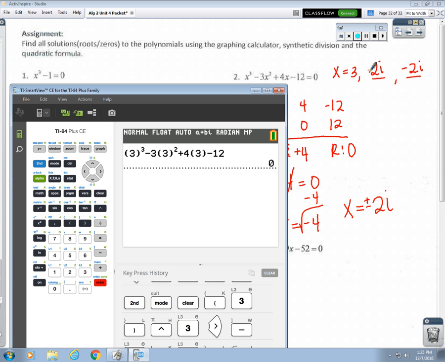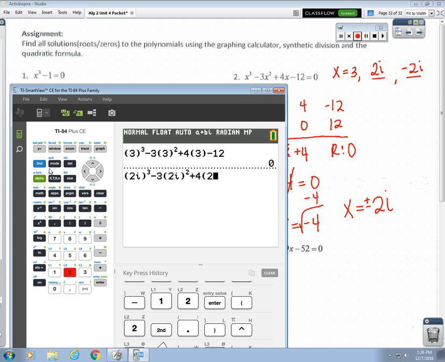Now let's type in our second one, 2i. So I'm going to type in the same thing, but in the place of all those 3's, I'm going to type in my second solution of 2i. So 2i cubed, minus 3 times 2i squared, plus 4 times 2i, minus 12. It also equals 0, so that confirms for me that 2i is another one of the solutions because it made it equal 0. Now what am I going to type in?